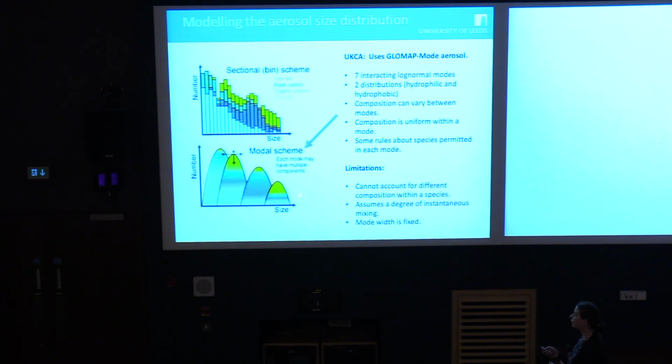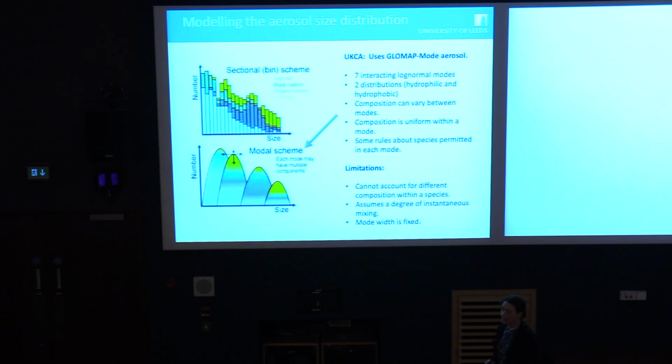There are two points to make. The composition varies between modes, so the composition of each mode is calculated. The composition isn't set between modes, but the composition is uniform within a mode. You can see that by these horizontal lines here. So within this mode, we know a particular fraction of that mode is composed of sea salt, and a particular fraction is composed of black carbon.